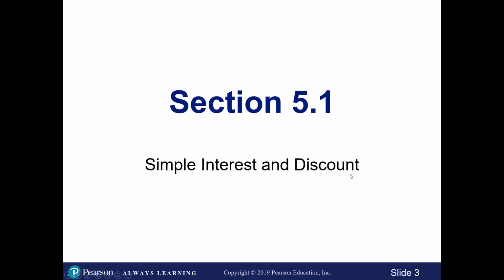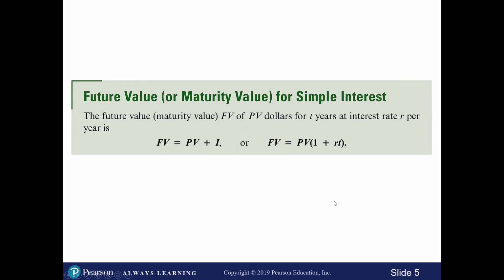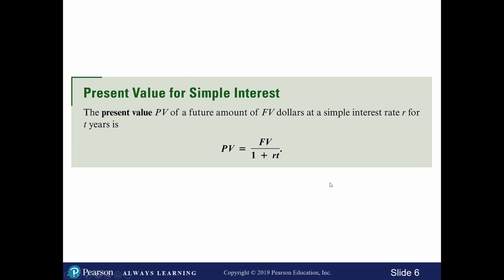So we'll start out with simple interest and discount, and there will be a lot of formulas in here. I'll have a formula sheet for you to download for all of these, and of course we're going to use a lot of Excel. So we have our simple interest, and then we talk about future value, meaning what we would have in the future, versus present value right now, to figure out how much to put in to get a particular future value.